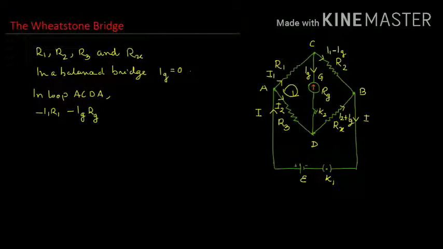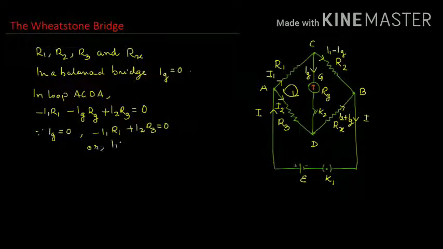Then we go along DA opposite to the direction of current, then the product I2 R3 is taken to be positive. So total is equal to 0. In a balanced bridge, Ig is equal to 0. Since Ig is equal to 0, this equation becomes minus I1 R1 plus I2 R3 is equal to 0, or I1 R1 is equal to I2 R3. So this is equation 1.